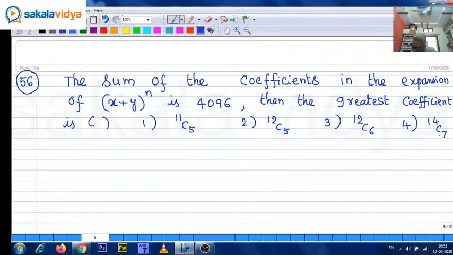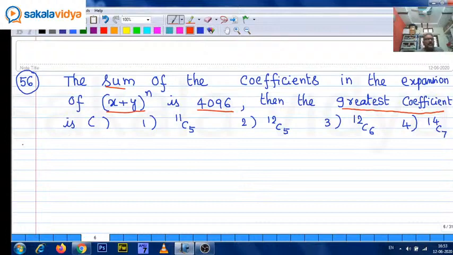Ashfaradi, how did you get that one? Put n is equal to 3. Okay, I will check later. I will come back. Okay. So the sum of the coefficients in the expansion of x plus y all to the power of n is 4096. Then we need to find out the greatest coefficient.